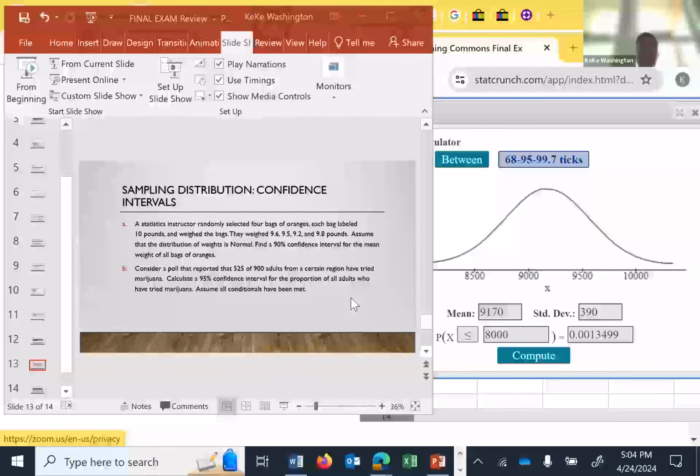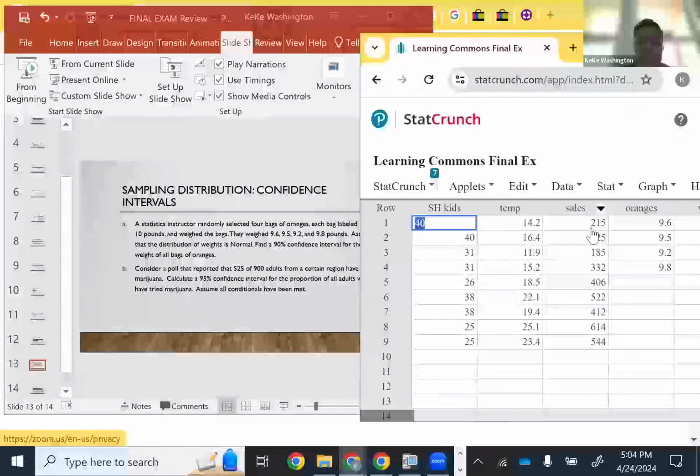Okay. So next we'll do confidence intervals for proportions and means. So in this first question, a stat instructor randomly selected 4 bags of oranges, each labeled 10 pounds, weighed the bags. You see the weights listed. So I'm giving you data. So of course, the next thing you're going to do is enter that data into StatCrunch. So make sure you guys are still seeing StatCrunch.